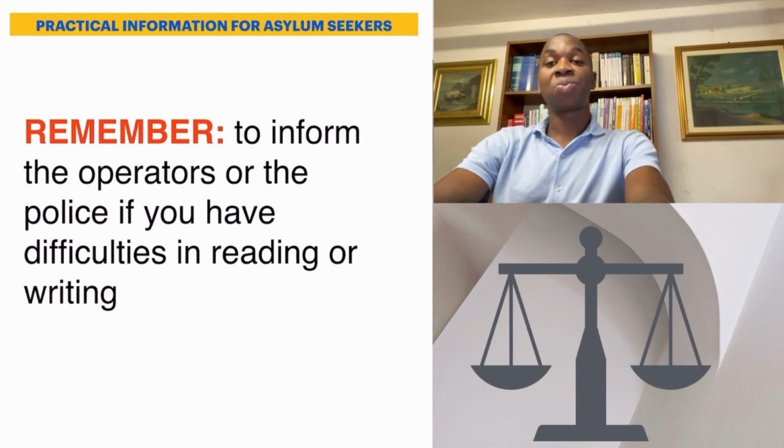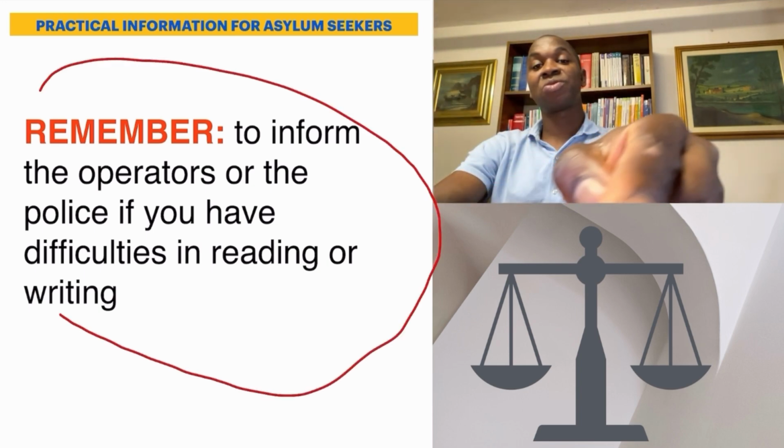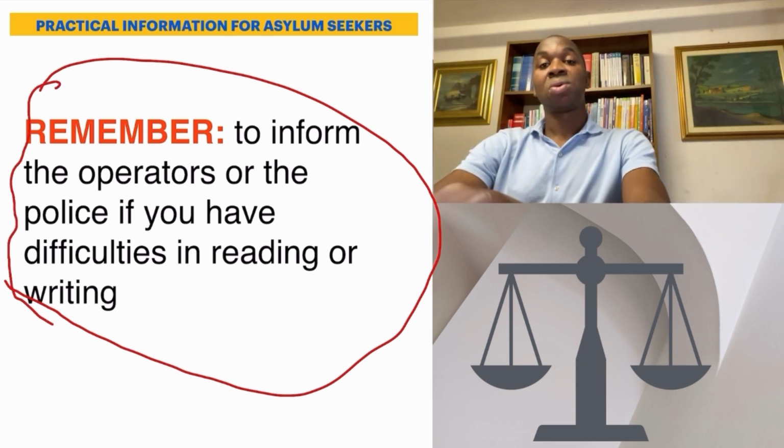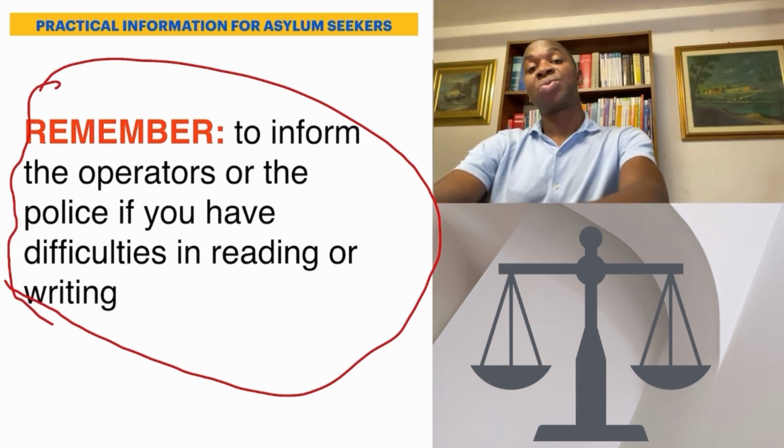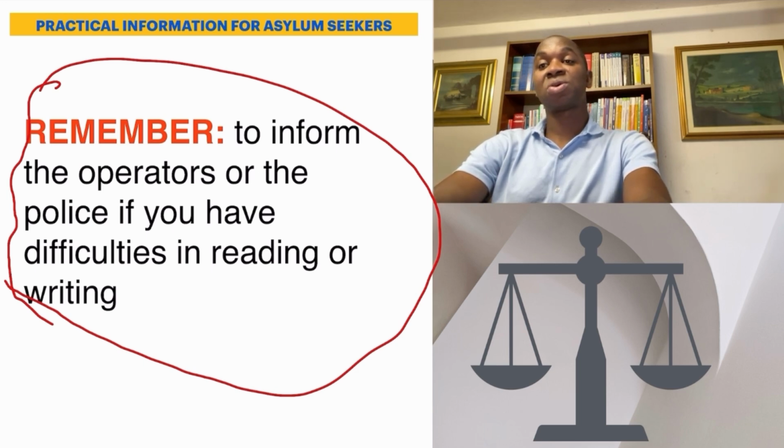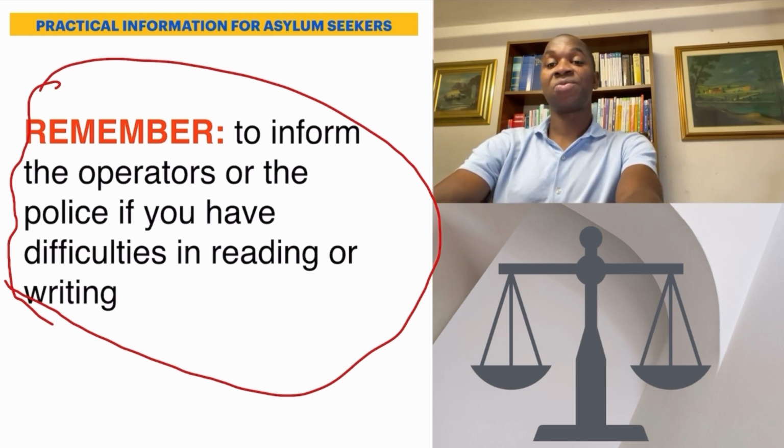Remember to inform the operator or the police if you have difficulties in reading or writing. This part is also very, very important because some of you who have this challenge will be afraid to speak because you don't want anything to affect your document. In fact, it is when you refuse to inform them of what your difficulties are that you may be at risk of not getting your document, because at the end of the day you may not be able to give the right information.